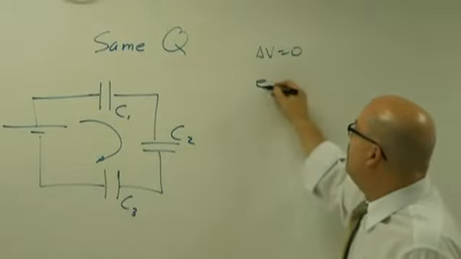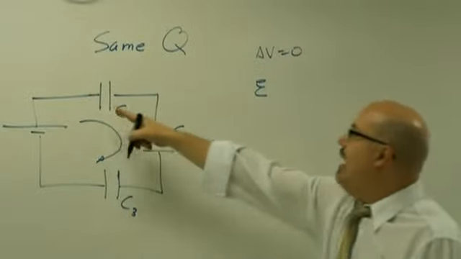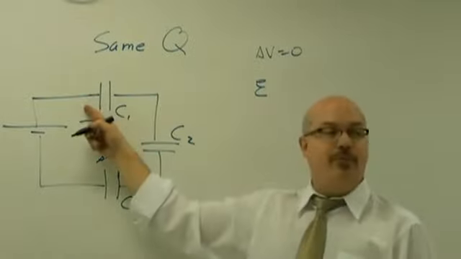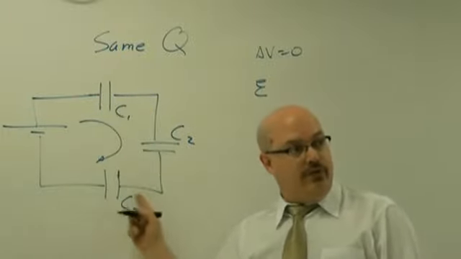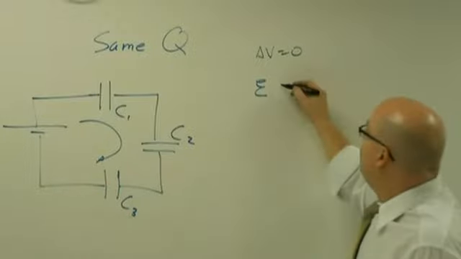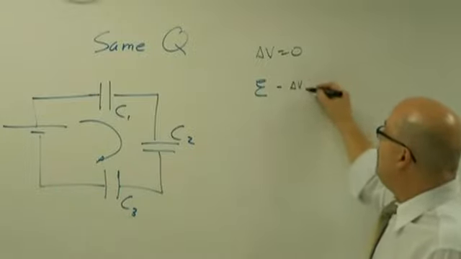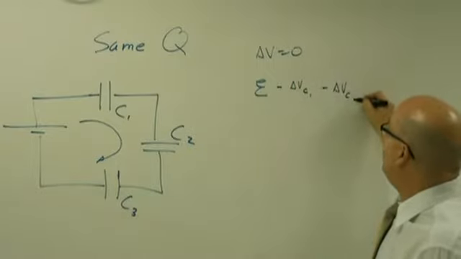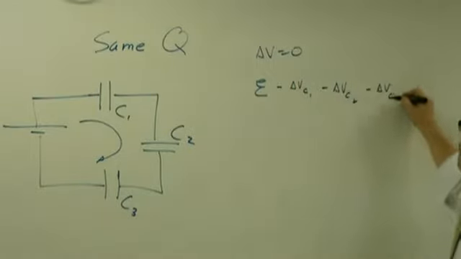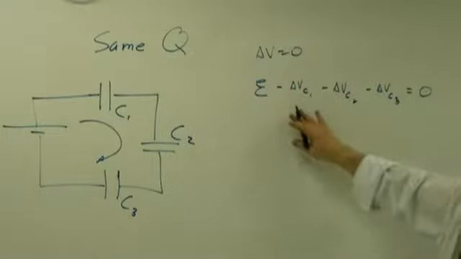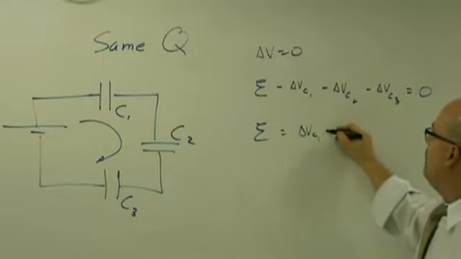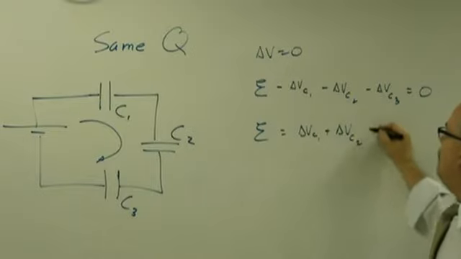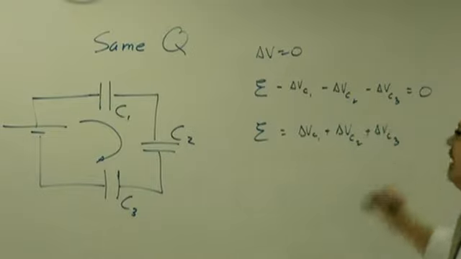I have my EMF here, right? This adds volts. This will consume volts, and consume volts, and consume volts, right? So I'm going to have a minus delta V for capacitor 1, minus a delta V for capacitor 2, minus a delta V for capacitor 3. And that should all add up to 0. Okay, and I'm going to rearrange that. So the EMF equals delta V capacitor 1 plus delta V capacitor 2 plus delta V capacitor 3. Everybody okay with that?